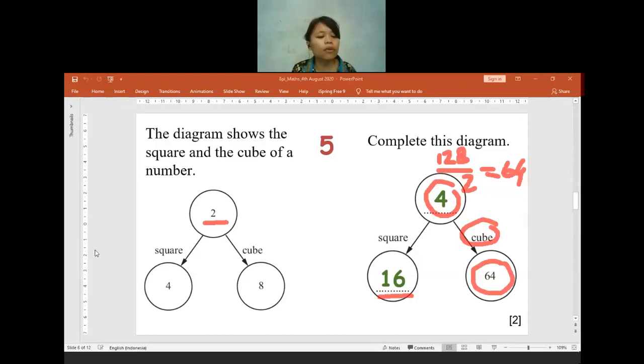Is there anyone having difficulties or still getting confused? Hello? No, not confused. Okay, really? No confusion? Okay, if you have no confusion, I will move to question 6.